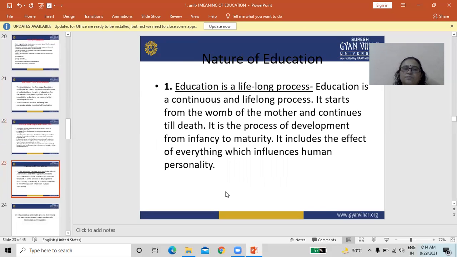Nature of education. Education is a lifelong process. Education is a continuous and lifelong process. It starts from the womb of the mother and continues till death. It is the process of development from infancy to maturity. It includes the effect of everything which influences human personality.